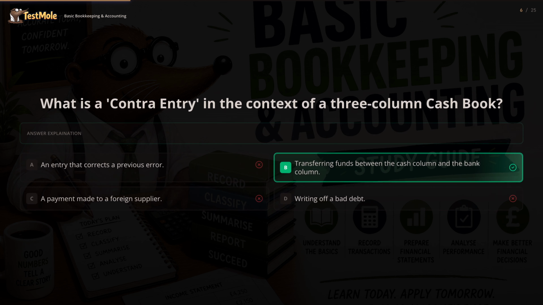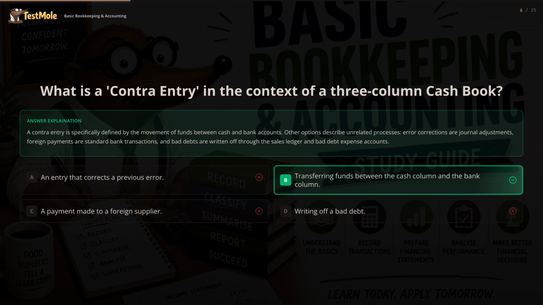The answer is B. A contra entry is specifically defined by the movement of funds between cash and bank accounts. Other options describe unrelated processes. Error corrections are journal adjustments, foreign payments are standard bank transactions, and bad debts are written off through the sales ledger and bad debt expense accounts.